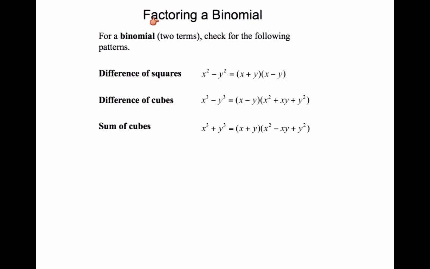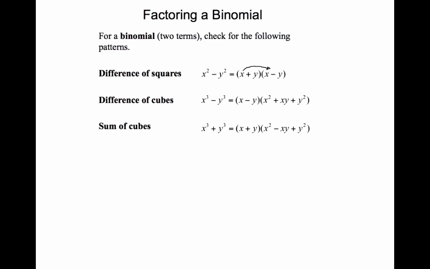Factoring a binomial. If you have a polynomial with two terms, a binomial, check for the following patterns. Difference of squares. If you have x squared minus y squared, you're going to remember this is the same as x plus y times x minus y. You can easily verify this by simply multiplying.